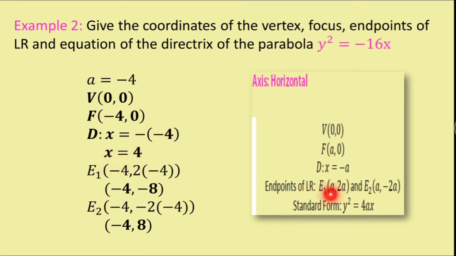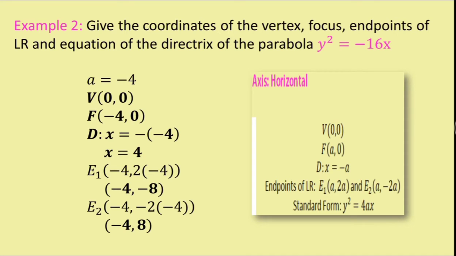Endpoints of the latus rectum: endpoint 1 is at (a, 2a). Our a is negative 4, and 2a, which is 2 times negative 4, is negative 8. Then endpoint 2 is at (a, negative 2a). Again, a is negative 4, and negative 2 times negative 4 is positive 8. So these are the critical points.